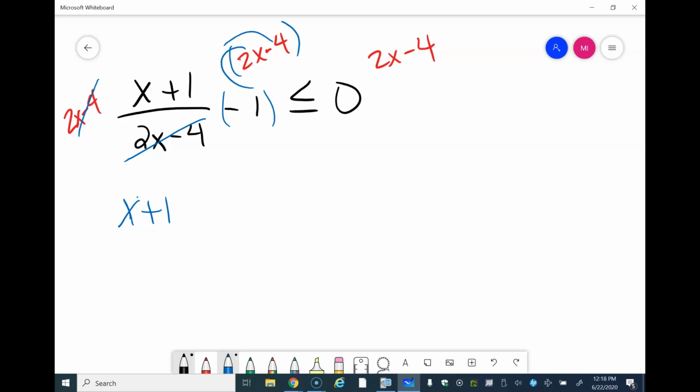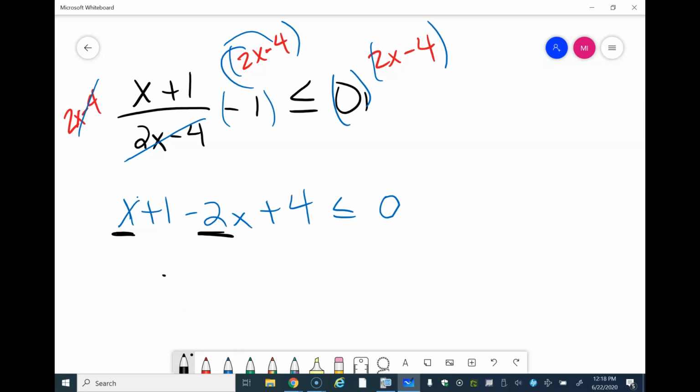distribute. So this negative 1 times here gives me a negative 2x. Then this here gives us a positive 4. And then over here, anything times 0 is still going to be 0 for the answer. Then we combine like terms. So I have an x here and a negative 2x here. That gives me a minus x. Then I have a 1 here and a 4 here. That gives me a plus 5.